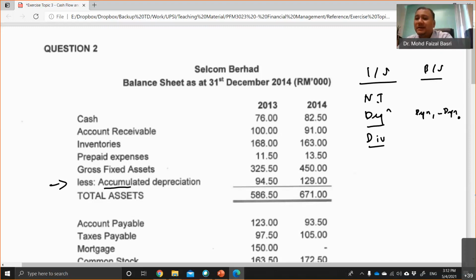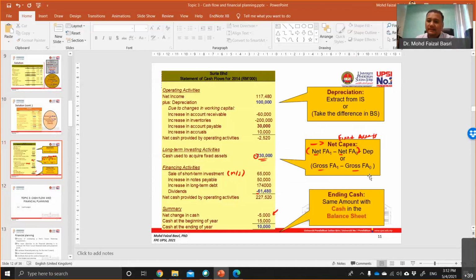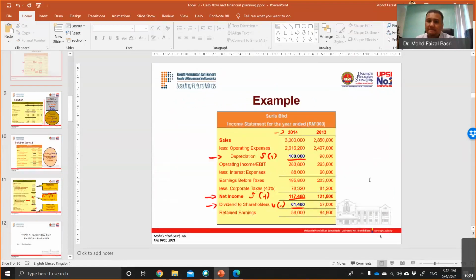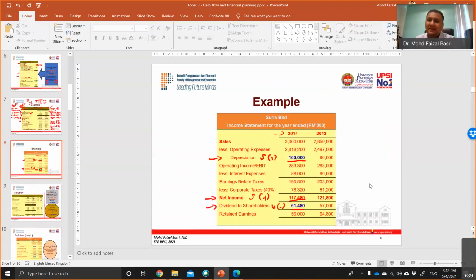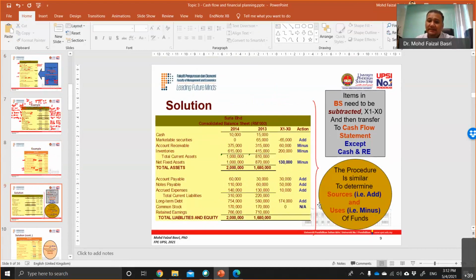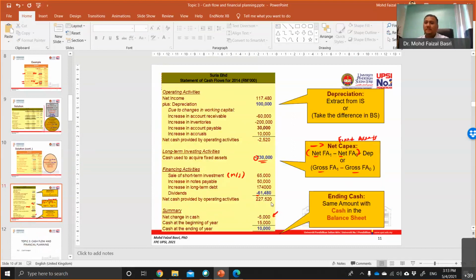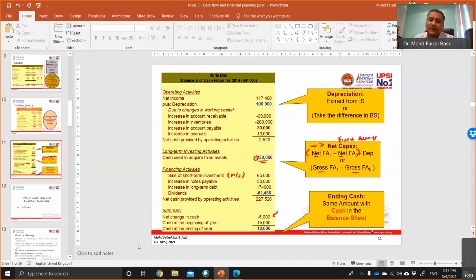Okay, so that's number 1. And for dividend, if the dividend is not given to you, like this one given already, right? Dividend to shareholders 61,480. But if it's not given to you, how to find the dividend?